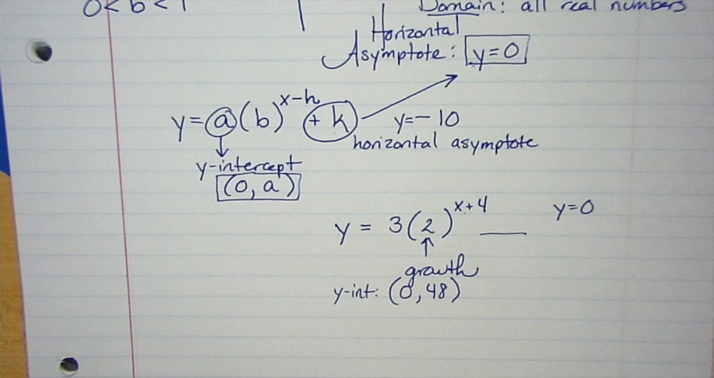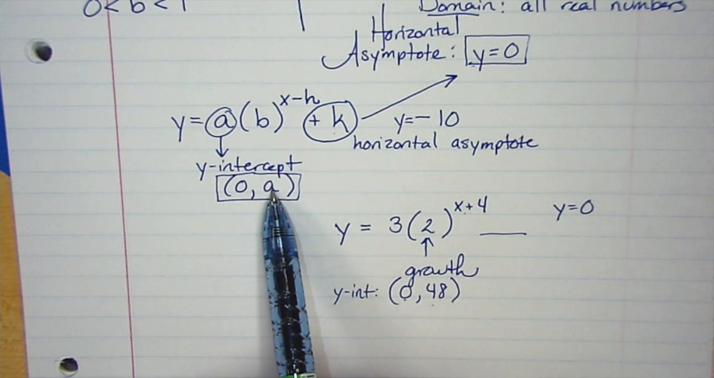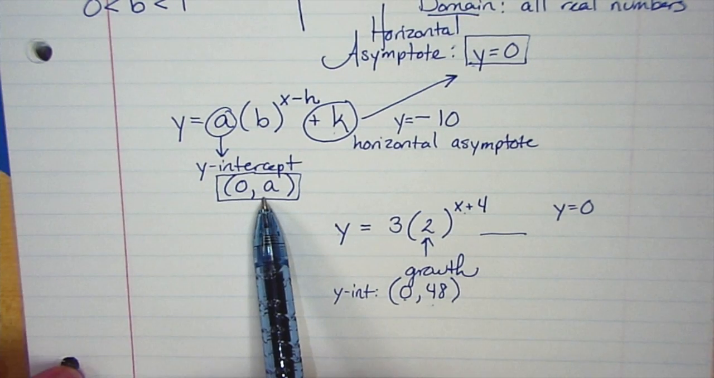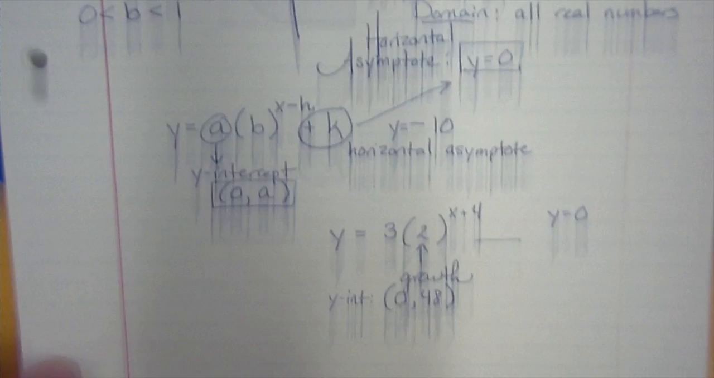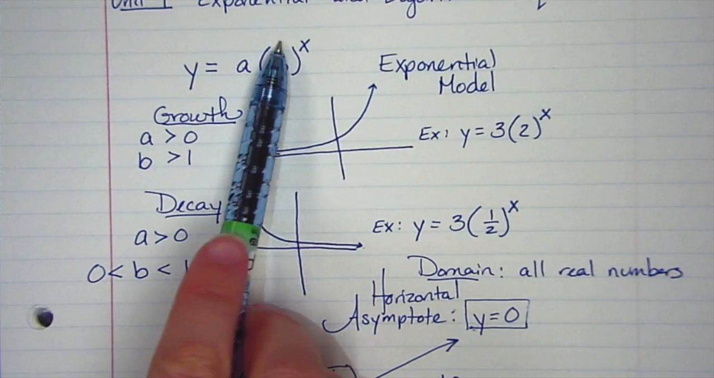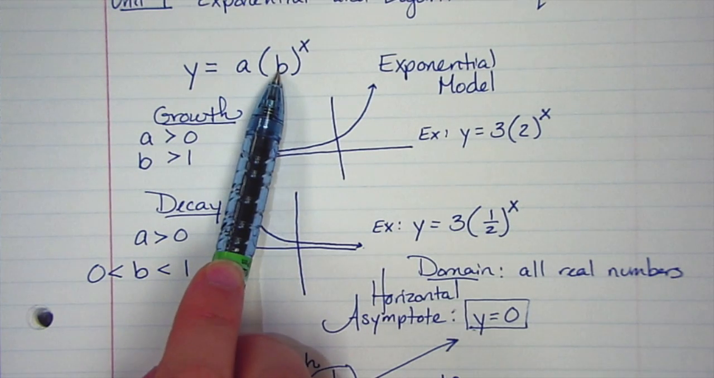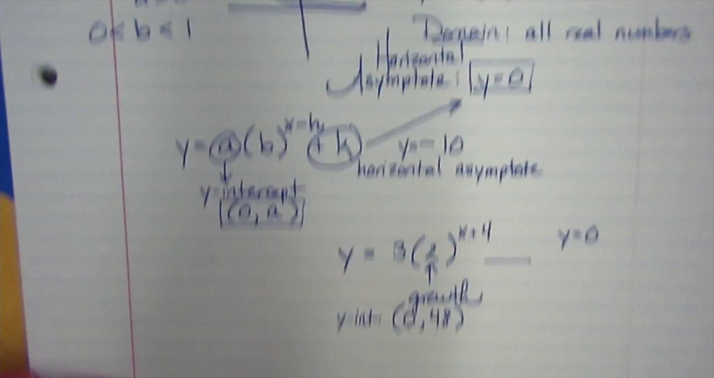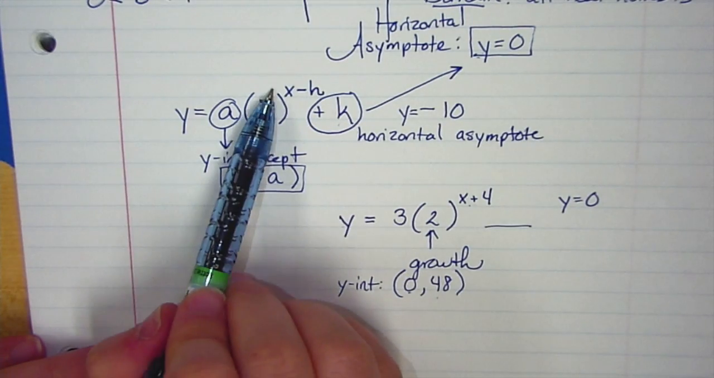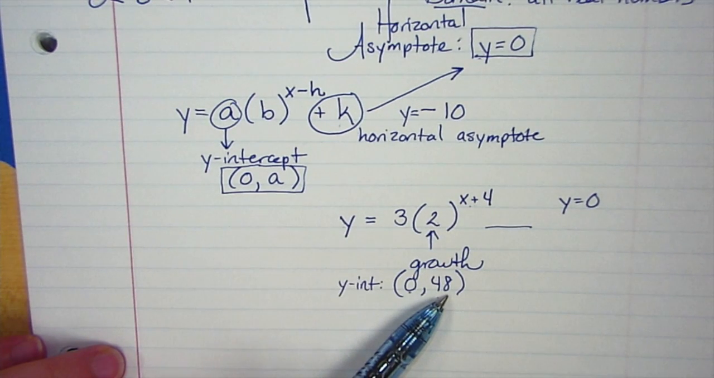And I hope you're seeing some patterns here. We have always plugged 0 in for x to solve for our y-intercept. So the y-intercept of our parent function would just be 0, comma a, because if there's nothing in here for h, like we looked at up here at the top, if we just plug 0 in for x here, anything raised to the 0th power is 1. So 1 times a would leave us with a y-intercept of a. But if we've got other stuff going on in the equation, we would need to plug 0 in for x and solve for what our y-intercept would be.